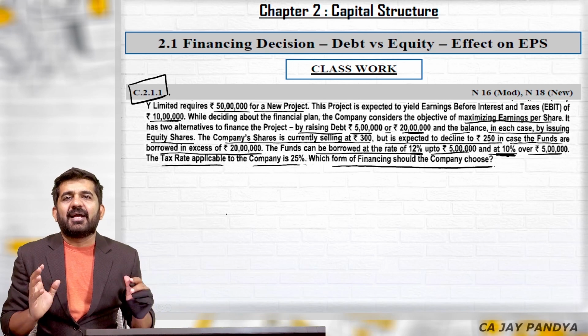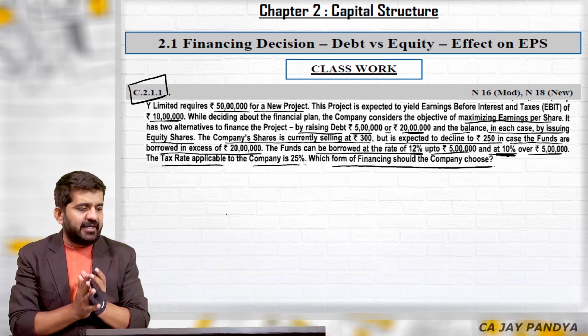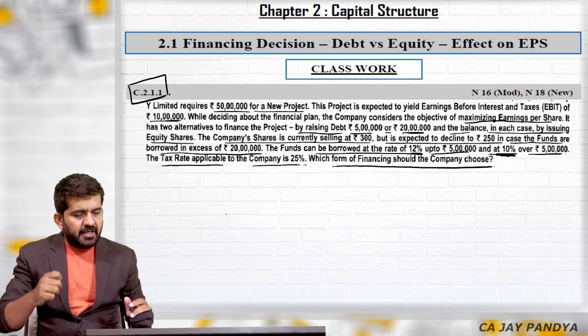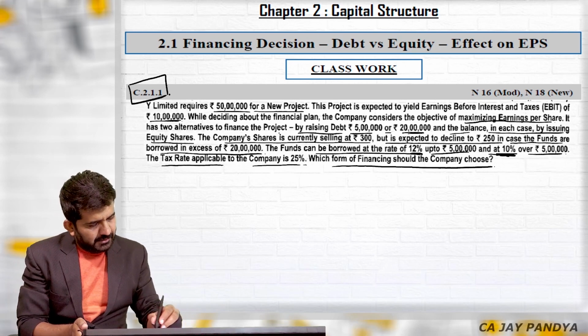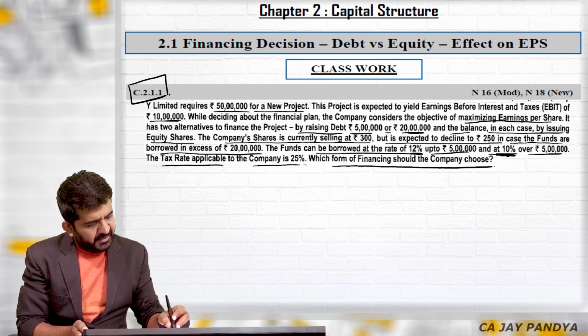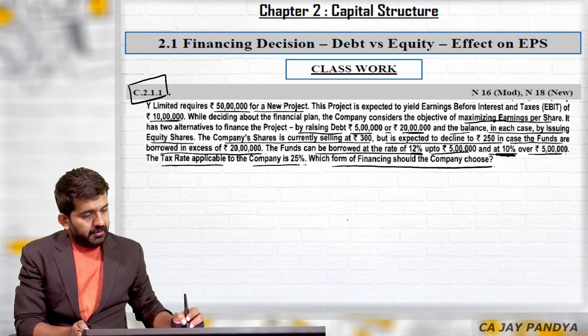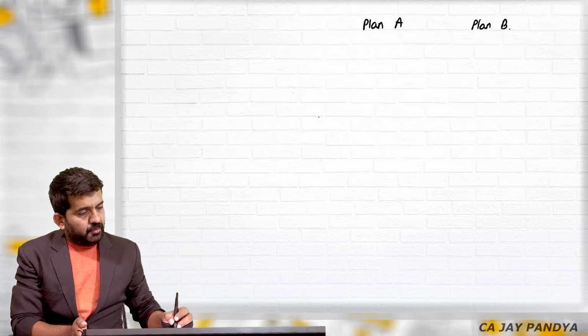First, I am writing the answer which is expected from you to be written down in examination. Let us write down both the plans. Two alternative finance of the project. The plan name is not given, so let me say it is plan A and plan B. What will be total capital required? 50 lakhs.